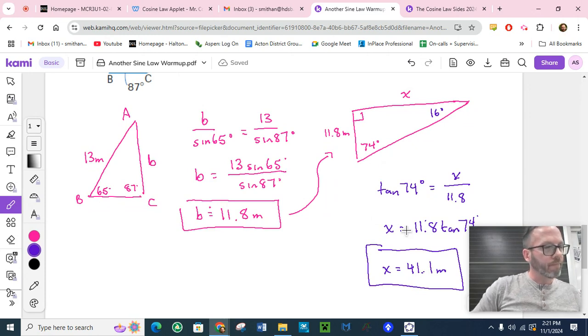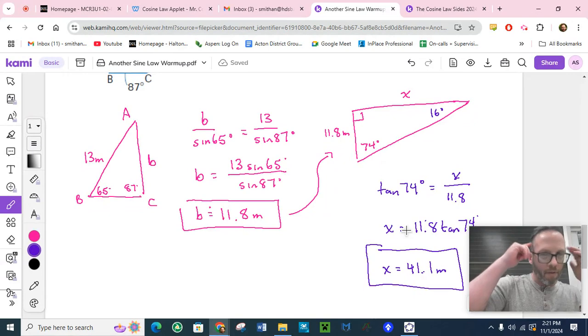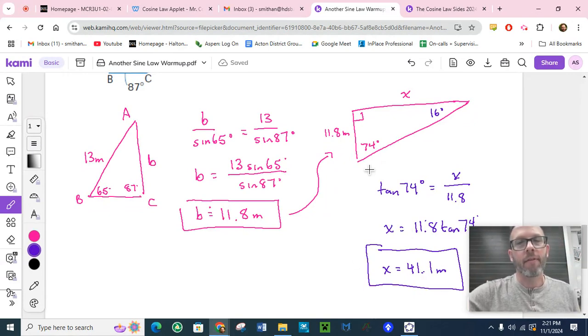All right. Anything you guys want to chat about regarding the warm-up? 3U people, maybe this weekend, a couple times, just draw your special triangles out just so you have them down and you can reproduce them on a test.